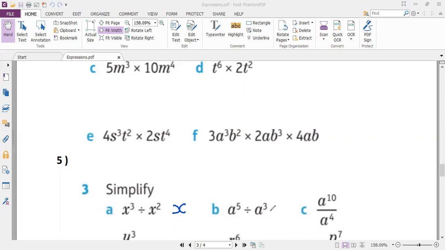A raised to the power of 5 divided by A raised to the power of 3. They are like bases again. So we'll write A and then subtract powers. 5 minus 3 equals 2.